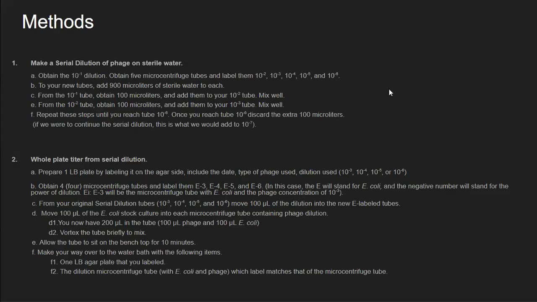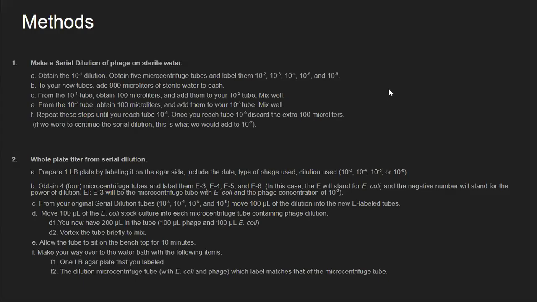Whole plate titer from serial dilution. Prepare 1 LB plate by labeling it on the agar side. Include the date, type of phage used, and dilution used: 10 to the negative 3, 10 to the negative 4, 10 to the negative 5, or 10 to the negative 6. Obtain 4 microcentrifuge tubes and label them E negative 3, E negative 4, E negative 5, and E negative 6. In this case, the E will stand for E. coli and the negative numbers will stand for the power of dilution.